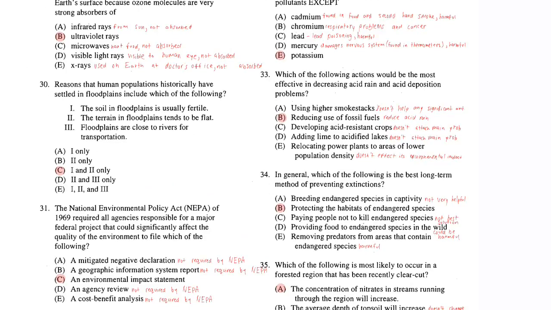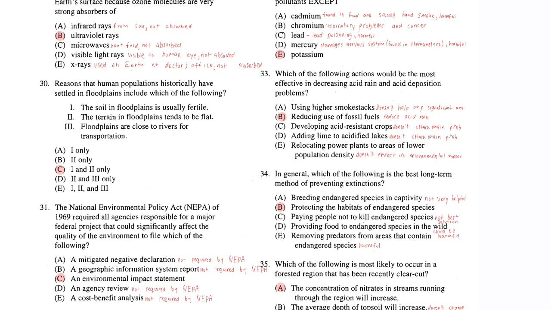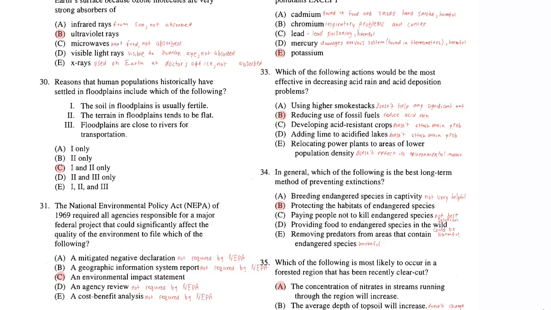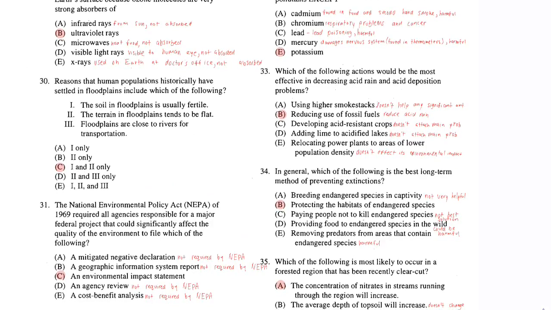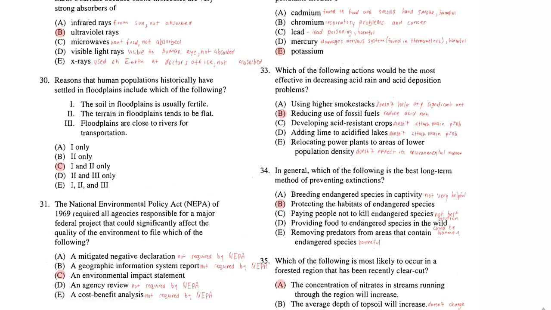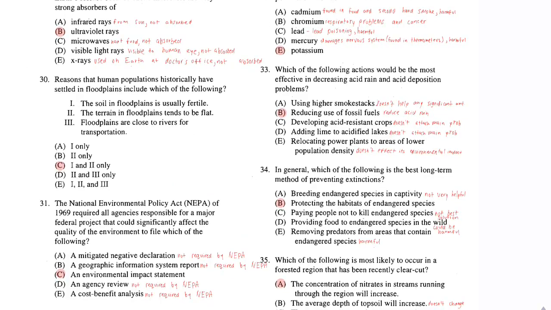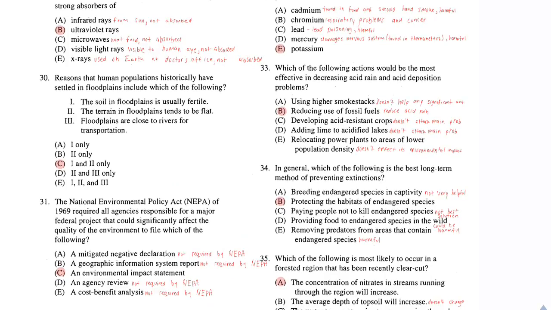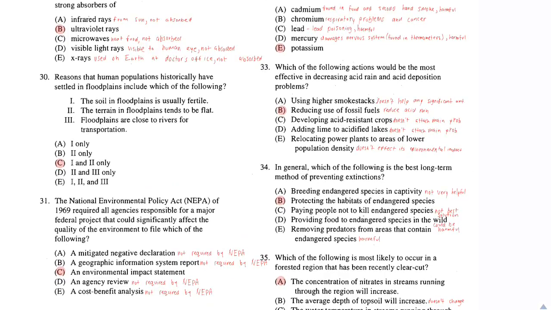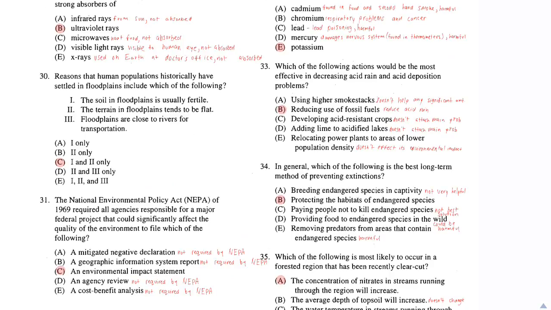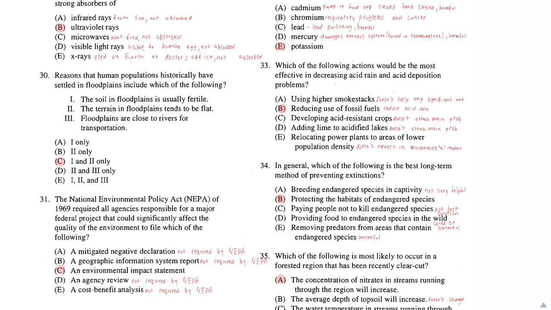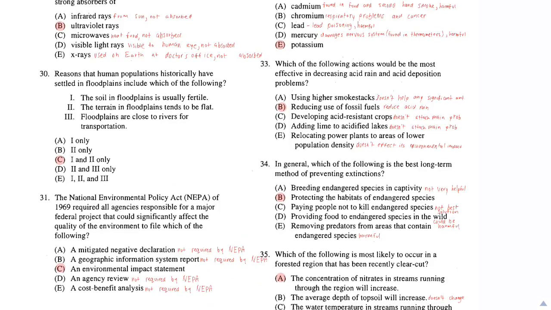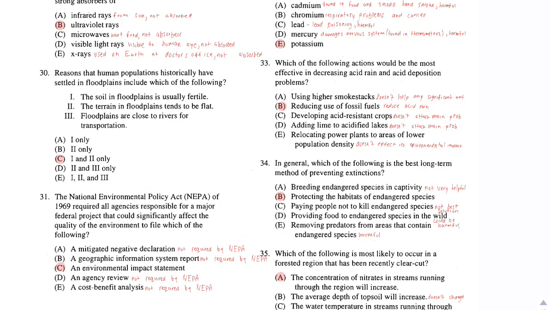Number 30, reasons that human populations historically have settled in flood plains include which of the following? The answer choice would be C, 1 and 2 only. Number 31, the National Environmental Policy Act of 1969 required all agencies responsible for a major federal project that could significantly affect the quality of the environment to file which of the following? The answer choice is C, an environmental impact statement. The rest were not required by NEPA.